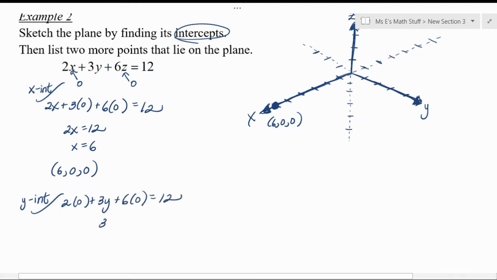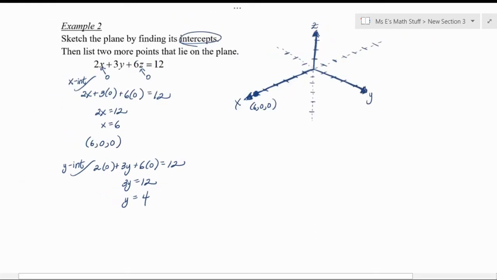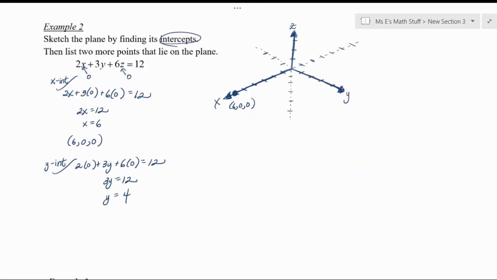And that would simplify to simply say 3y equals 12. And so we ended up with a y-coordinate of 4. So what would the coordinates be? Well, you put 0 in for x, you got 4 out for y, and you would put 0 in for z. Oh my goodness. 1, 2, 3, 4 on the y-axis.